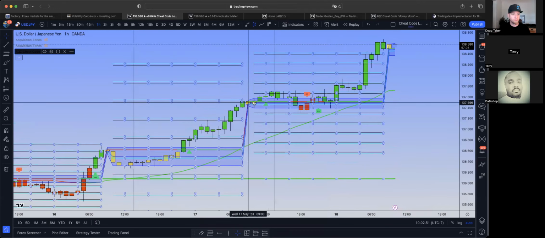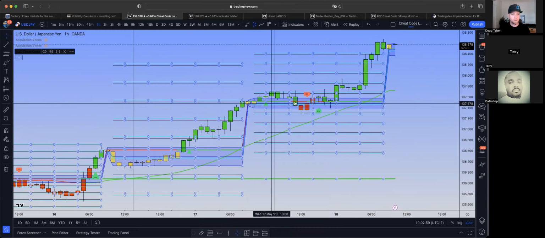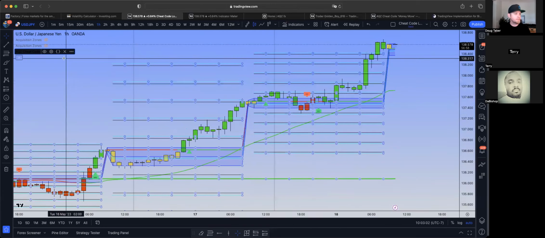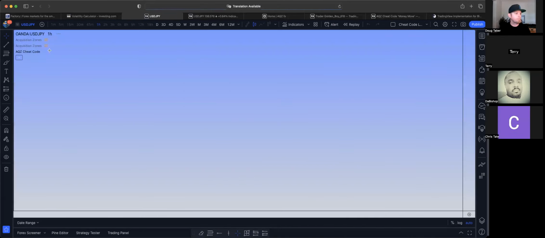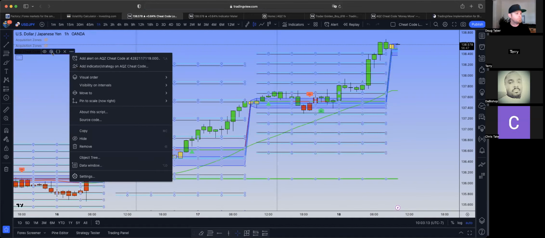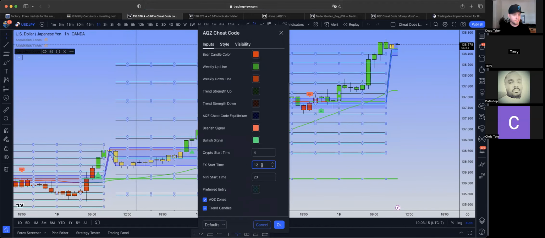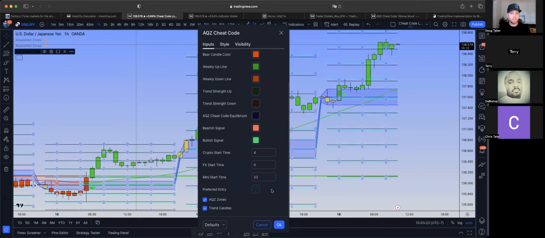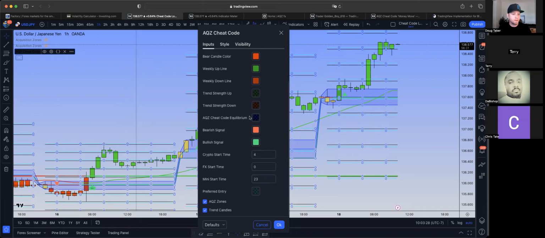So you'll have a new breakout. You'll have a new pre-breakout zone. So price is trapped. We get our breakout signal. The best option for our AQZ block is going to be 4, 0, and 23. Okay, and this is based on previous market data and my research and development of this indicator.